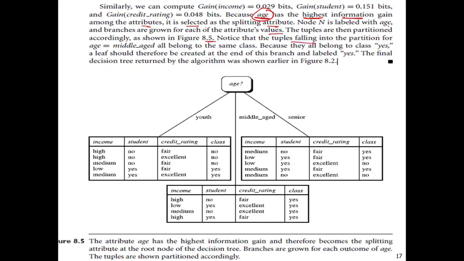Notice that the tuples falling into the partition for age equal to middle age all belong to the same class. Because they all belong to the class yes, a leaf should therefore be created at the end of this branch and labeled as yes. The final decision tree returned by the algorithm was shown earlier in figure 8.2.